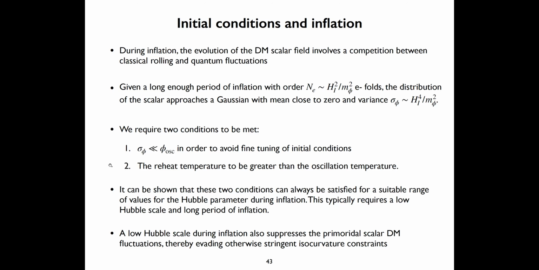We also need the reheat temperature to be larger than the oscillation temperature. You can always meet these two conditions for a suitable range of values of the Hubble parameter and a long enough period of inflation. These two features also tend to suppress primordial scalar dark matter fluctuations, and so you can also evade isocurvature constraints in that way.